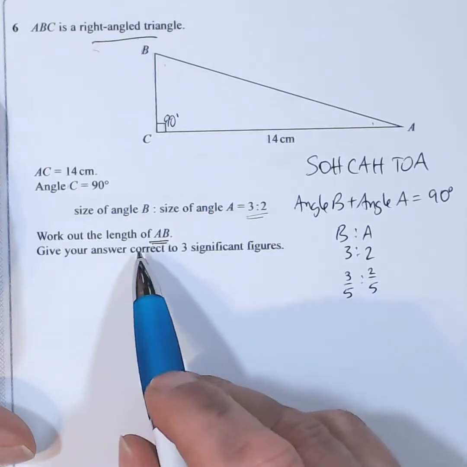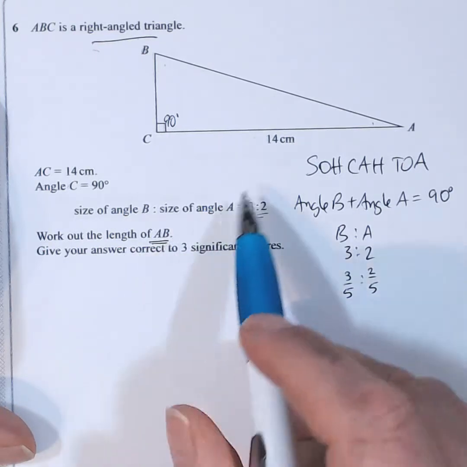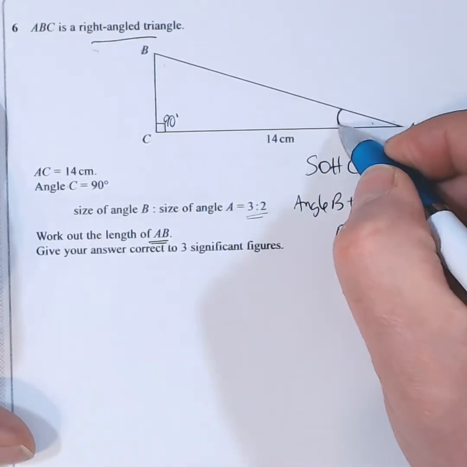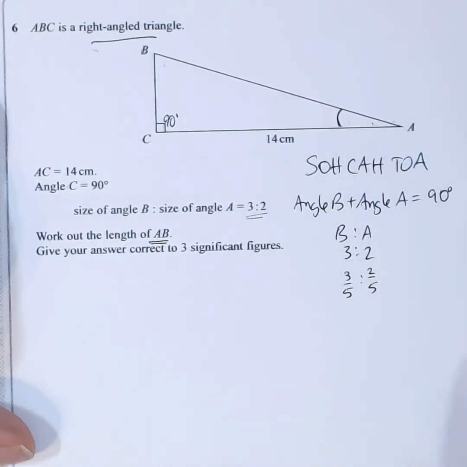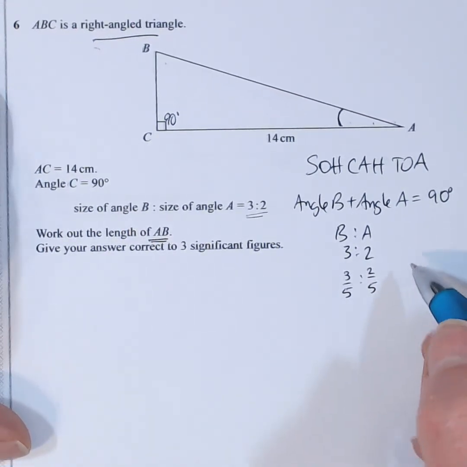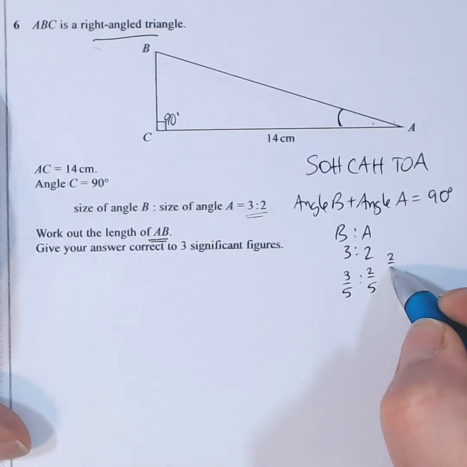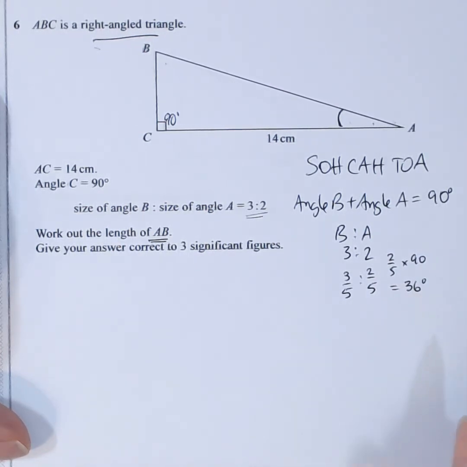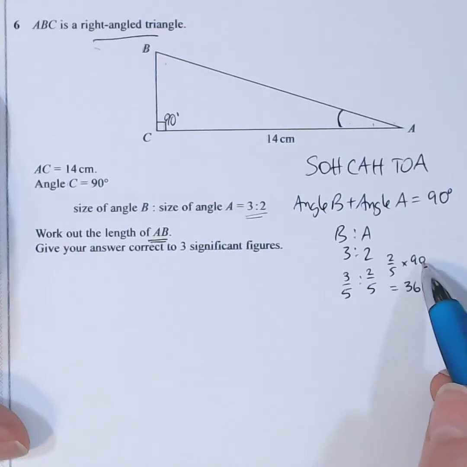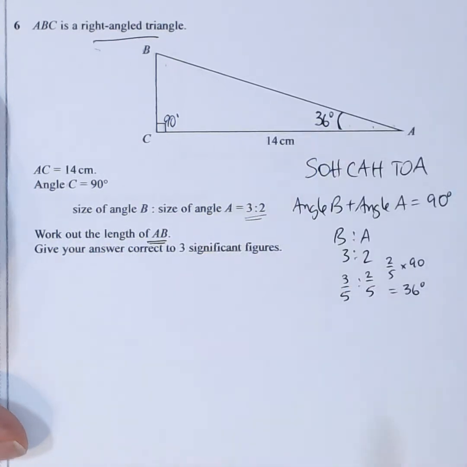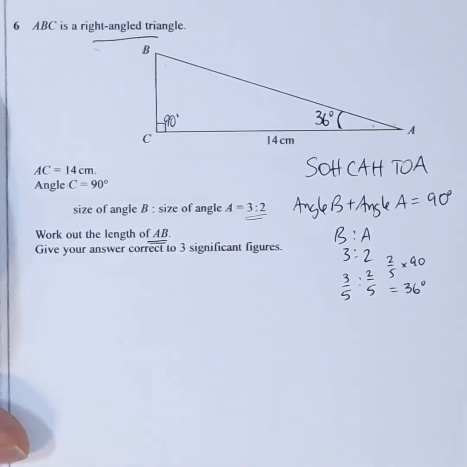So it wants us to work out the length of AB, this length here. So it might be useful to know this angle here. So we'll work out the angle at A. So we want to do 2/5 of 90 degrees. So 2/5 times 90 is going to be 36 degrees. Okay, a fifth of 90 is 18, and double it, 36. So we now know that that's 36 degrees. Again, useful to add things to the picture to see what you're doing.